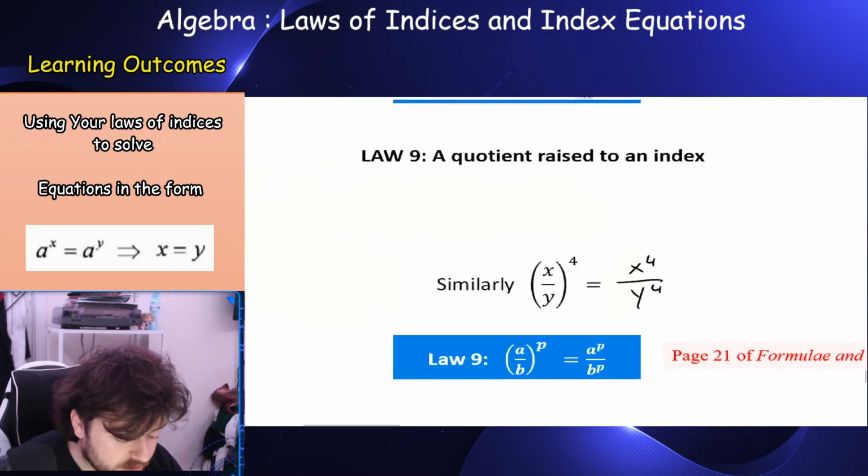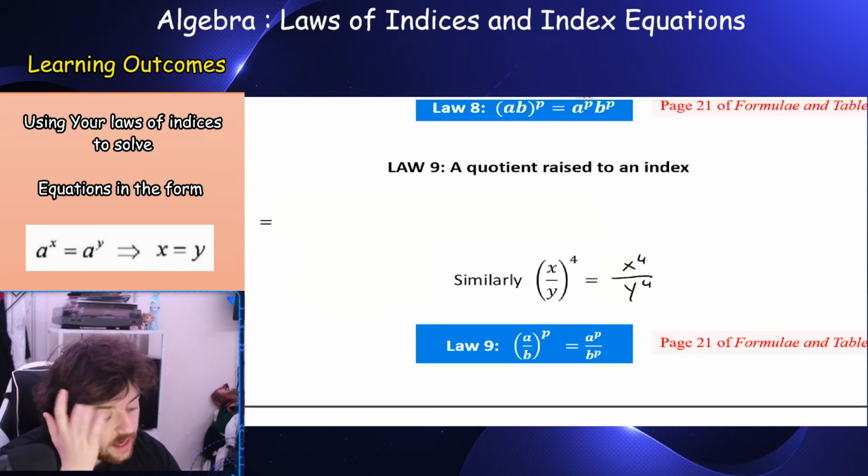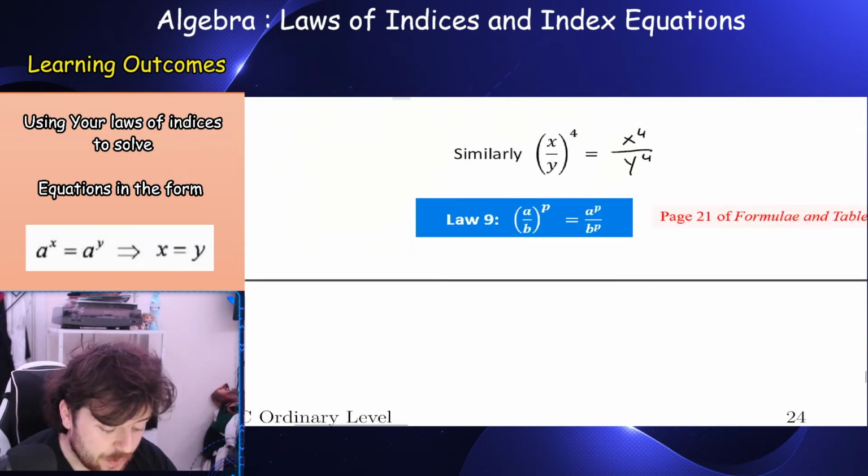So they are my laws of indices. Your best method of study for these is literally just to practice them. Practice, practice, practice. It's not something that clicks right away. It's just something you need to practice and do.